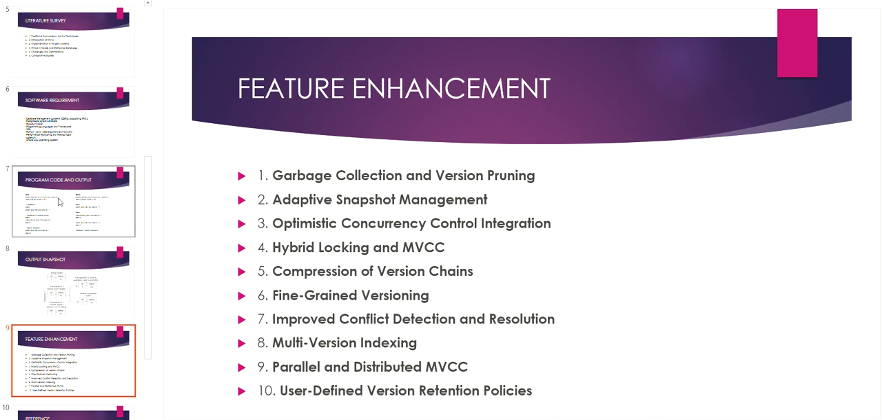MVCC has come a long way, and there are still ways to make it better. Some cool enhancements include garbage collection to clean up old versions, adaptive snapshot management that adjusts based on the system load, hybrid models that mix MVCC with locking when needed, compression to save space when storing multiple versions, and improved conflict detection to avoid write clashes. These improvements help MVCC work better in large systems with many users.